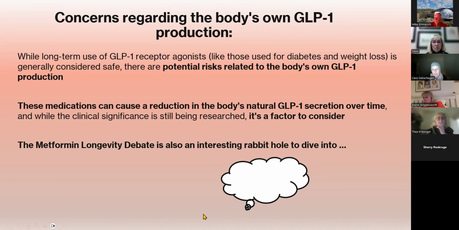And as I said, the metformin longevity debate, because there are people now who are just taking metformin who are not even diabetic, because the anecdotal science shows that metformin helps in some areas of longevity. But it's not conclusive.